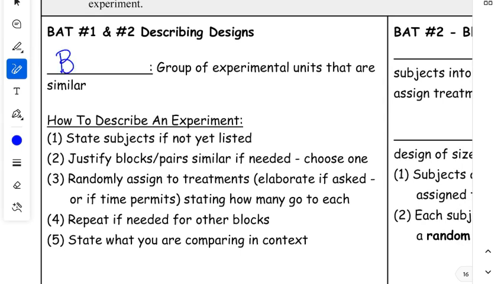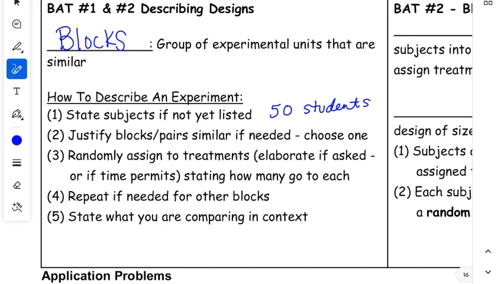All right, so we're going to describe the designs. So group of experimental units that are similar. These are called blocks. In order to design an experiment, you're going to state the subjects. So you know how at the beginning we put 50 students. That is stating your subjects. So if you want to write that, 50 students.